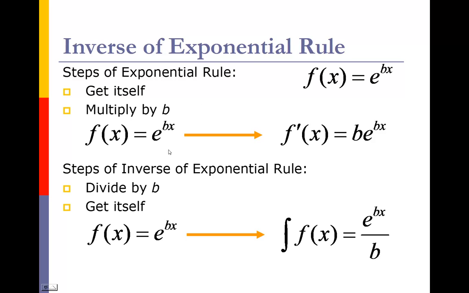And so basically here's what we're looking at for the antiderivative going the opposite way. You get the exponential back, but instead of multiplying, this time we divide. We're doing the opposite in the opposite order. Okay, so just remember that. So in the next part, we'll actually do some examples of doing the antiderivative of some expressions.